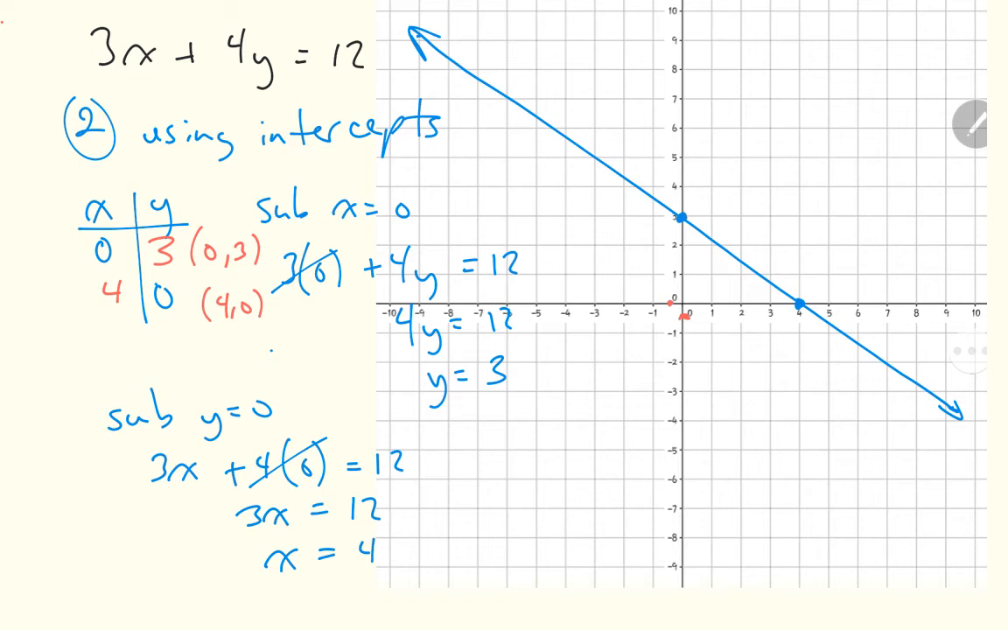So that's it, a quick review of how to graph a line. And I would expect you, like I said, anytime in grade 10, anytime in grade 11, to be able to graph a linear function.